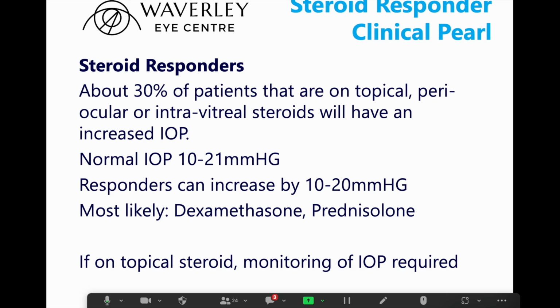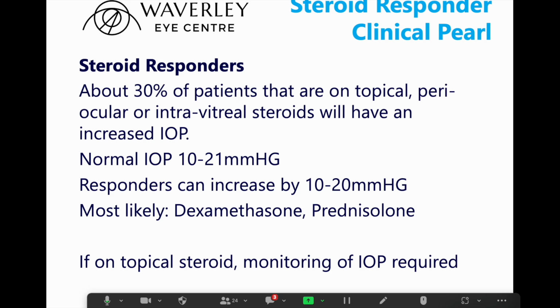So let's talk about pressure. About 30% of the population are what we call steroid responders. That means if you put a topical steroid on their eye, their pressure goes up. And this can happen with topical steroids. It can happen with periocular steroids, like creams and ointments that you're applying to your lids that melt and leach into the eye. It can also happen with intravitreal injections. They can all increase the pressure. And the normal range of pressure in the eye is between 11 and 21.